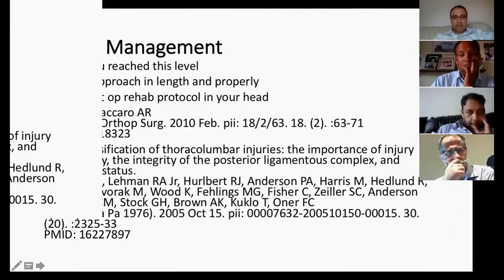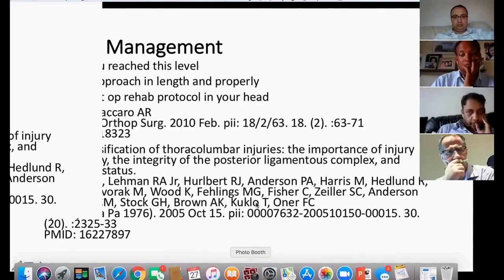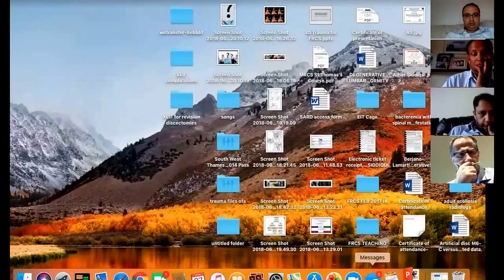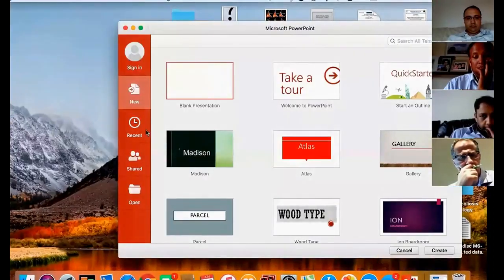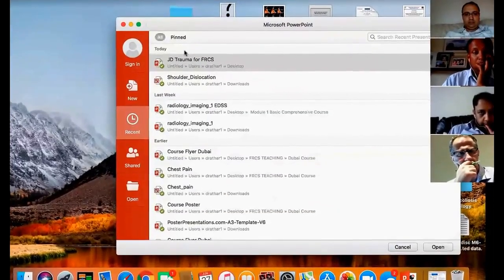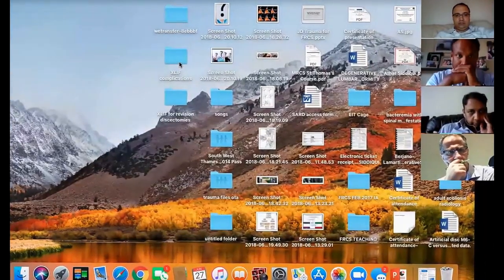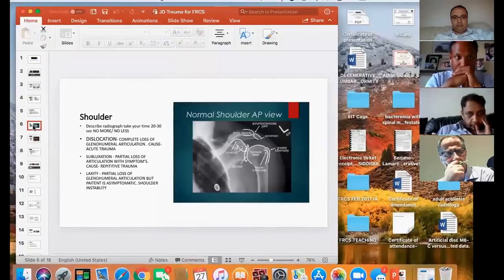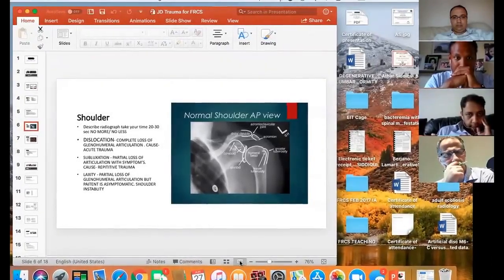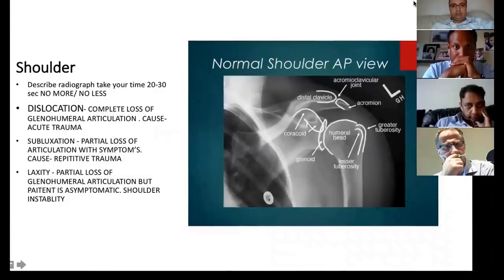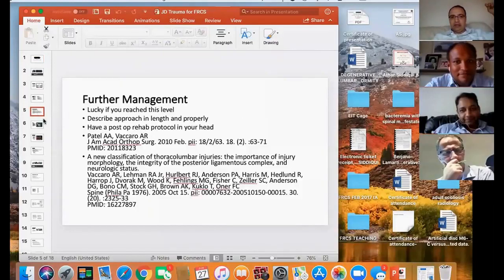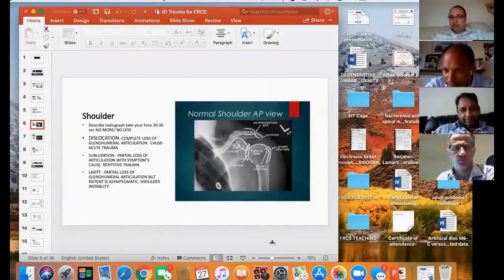The other dislocation you get is shoulder dislocations. As you come down from the neck, shoulder dislocations are not uncommon. Over here again, you need to describe the X-rays as it says. We have Sahib. Sahib has a question while Artar is working on this. What's your question, Sahib?